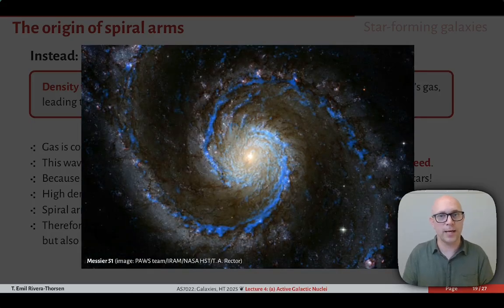Here we have the same galaxy rotated 180 degrees, I believe, but what we are tracing here with the blue color is the giant molecular clouds. And you can see that these also, as expected, but still kind of impressively, very neatly follow the general pattern of the spiral arms where all the star formation is happening.